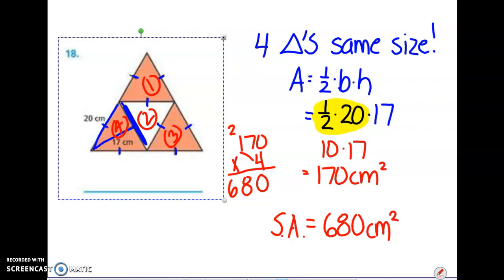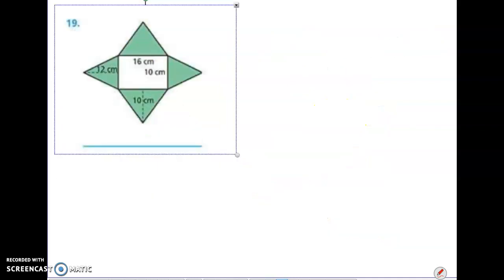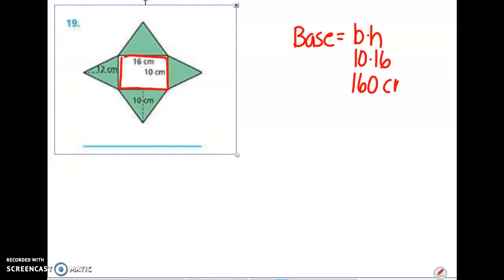Let's just do, I'm looking at time, we have time to do one more before my time runs out on this. This one is a rectangular pyramid. If I notice right here, it has a rectangular base. So the base right there, the area of the base, is going to be base times height, which is going to be 10 times 16 or 160 centimeters squared. That's one piece of information that we're going to do.